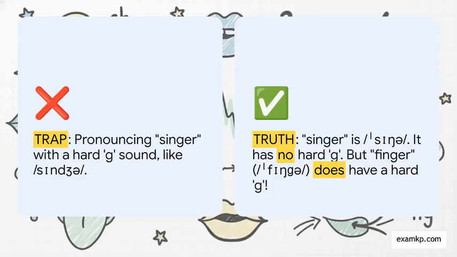This is where so many students lose easy marks. Look at the word singer. There is no hard G sound in it. It's simply singer. But in finger, you actually do say the G. After the N sound, it's finger. Listen closely to the difference. Singer, finger. Can you hear it? Nail this and you're ahead of the game.